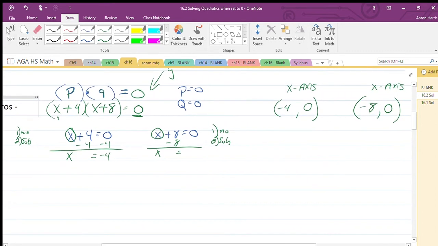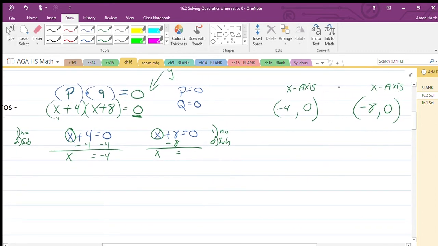Where are we? When we find the zeros, we are on the x-axis, okay? And because it is U-shaped, that is what a quadratic is. It's a U-shaped graph. Look at what I got. I have -4, 0 and -8, 0. So this would be the -8, 0. This would be the -4, 0. And I'm exactly on the x-axis.